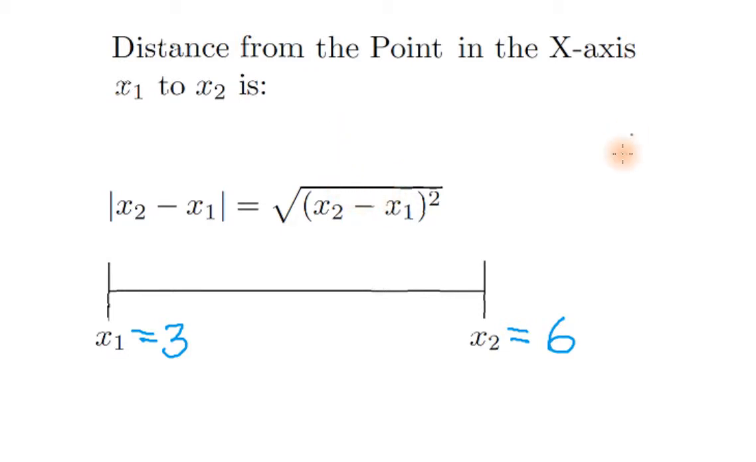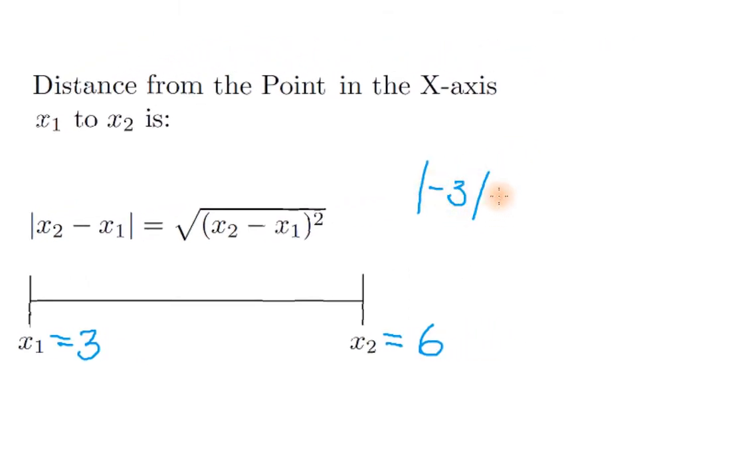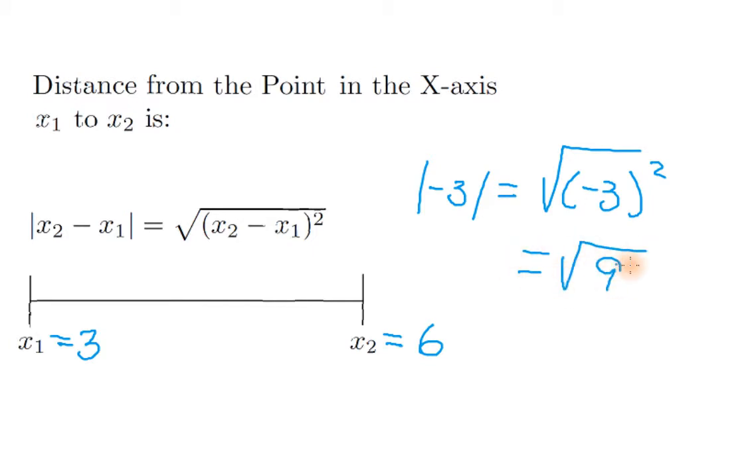So for example, if I take the absolute value of minus 3, that's equal to the square root of minus 3 squared, which is, what is minus 3 squared? It's 9, positive 9. But what is the square root of 9? It's just 3 again. So again, we see that the absolute value of minus 3 is 3.